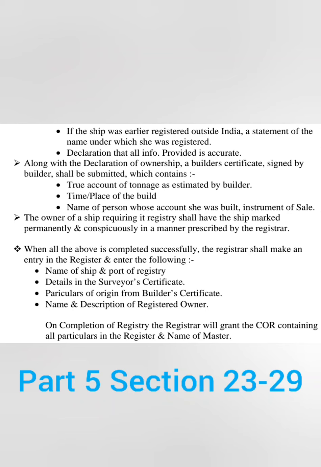Along with the declaration of ownership, a builder's certificate signed by the builder shall be submitted which contains a true account of tonnage as estimated by the builder, time and place of build, name of person on whose account she was built, and instrument of sale. The owner of a ship requiring its registry shall have the ship marked permanently and conspicuously in a manner prescribed by the registrar. When all the above is completed successfully, the registrar shall make an entry in the register and enter the following: name of the ship, port of registry, details in the surveyor's certificate, particulars of origin from builder's certificate, name and description of registered owner.